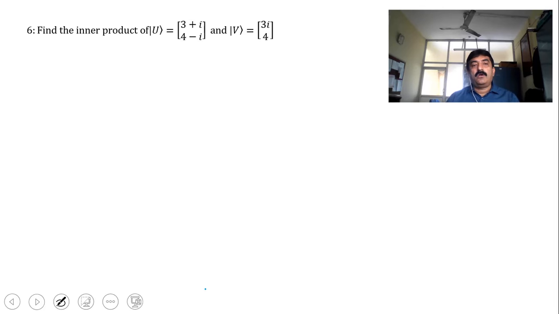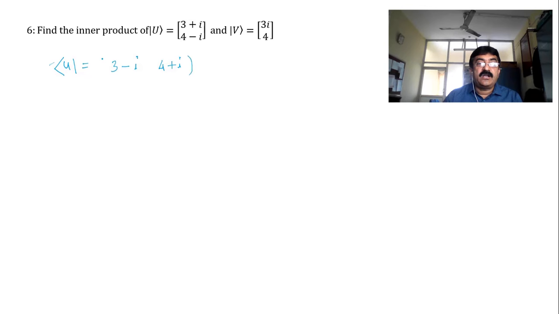Find the inner product of ket u and ket v. Okay, dear students, it is inner product of ket u, so I have to change it to bra u. How do you do that? Well, 3 plus i becomes 3 minus i, 4 minus i becomes 4 plus i, and then I transpose it.